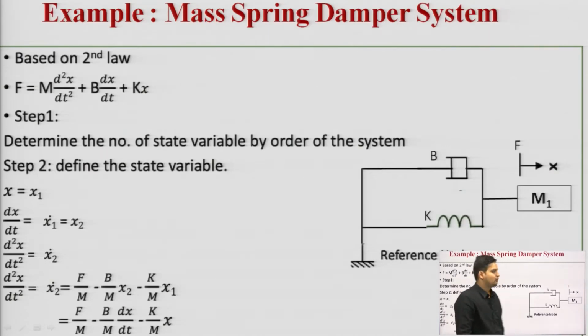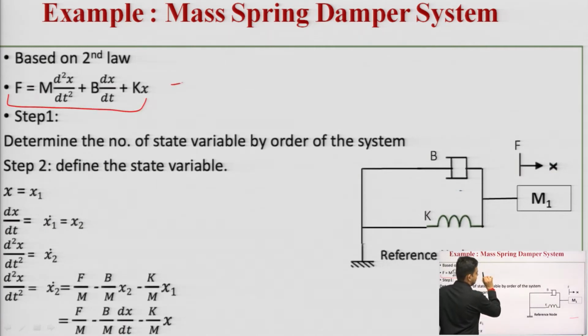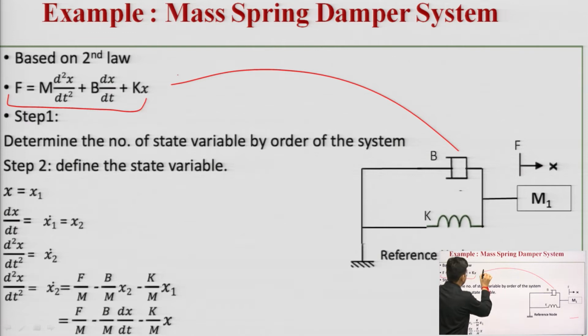Okay. Now, we will see this example of a mass spring damper system. This system we discussed in unit 1, and if we write the equation of the system, which is the differential equation, we can say mathematical modeling of this equation, and now we want to obtain the state space model from this differential equation. Okay. So, what we will do, step 1, determine the number of state variables.